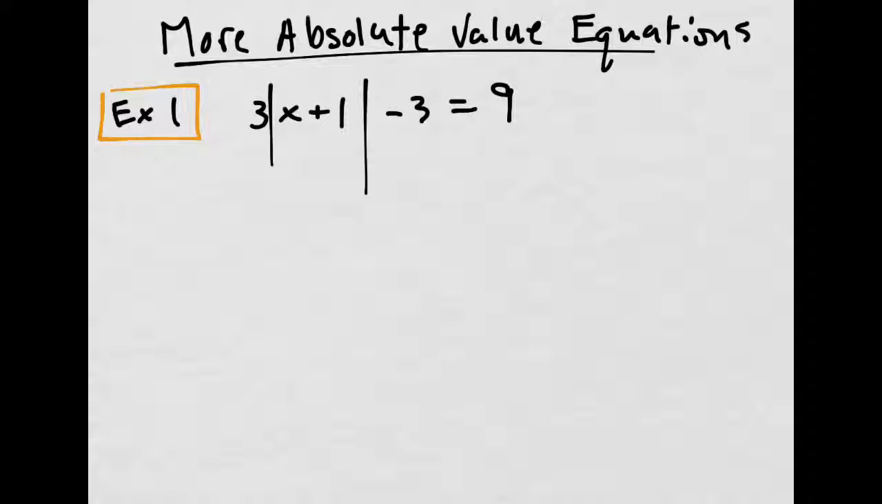The steps are all the same. They're still the same. Remember, the first step is to isolate the absolute value. That means to get the absolute value part, this x plus 1, by itself. So, first thing that we're going to do is add 3 to both sides.